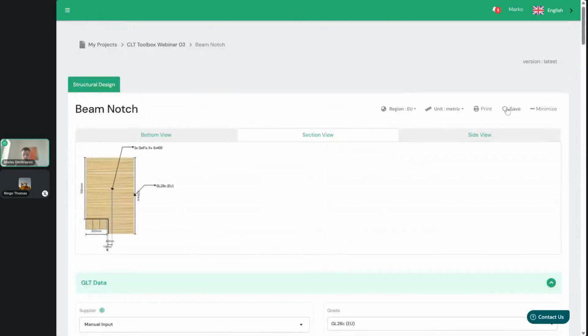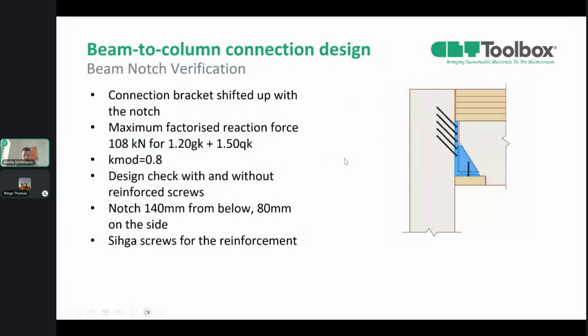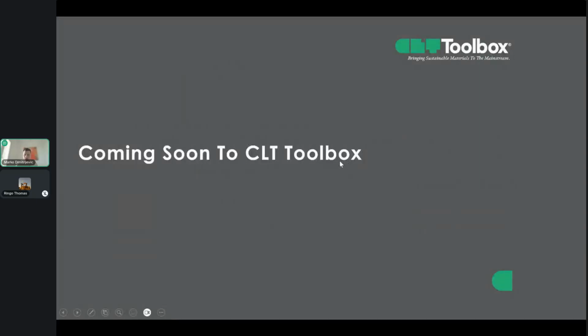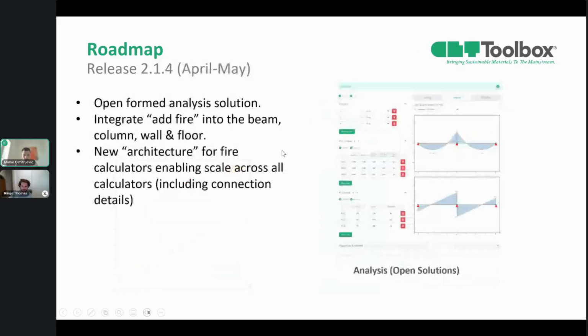So that being said, we can finalize this presentation with just a few closing slides. So Ringo already mentioned some of the things that will come in the next releases, but here is a more detailed overview. The next release, which will be on Monday, has CLT compression for columns and walls. Also, a GLT compression update will be coming with reinforcement options.